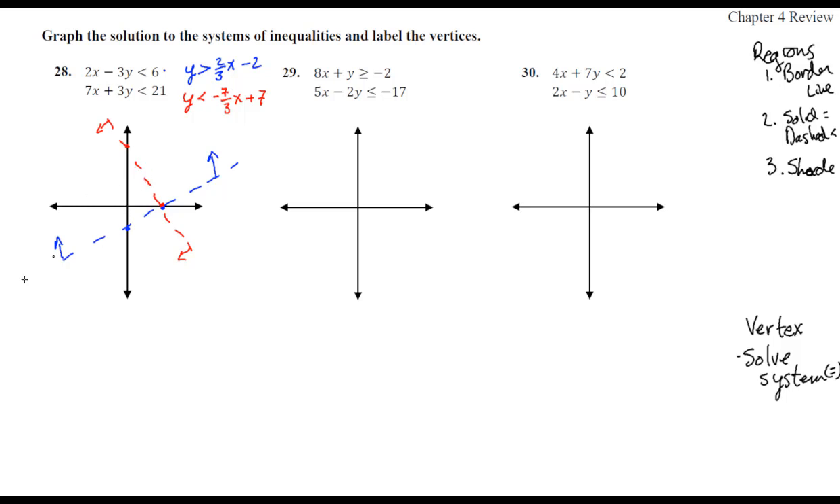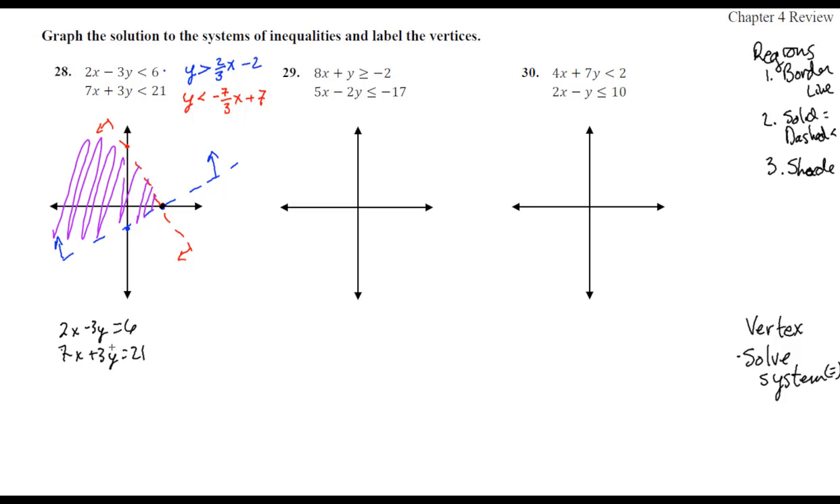Good. Now we need to look where they cross. So under the red line, above the blue line would be right here. So that region right there is the solution. The purple is. Second part of the instructions, label the vertices. So we've got to find that point. It looks like 3, 0. Let's check and see if that's right. Let's solve the system of equations: 2x minus 3y equals 6, and 7x plus 3y equals 21.